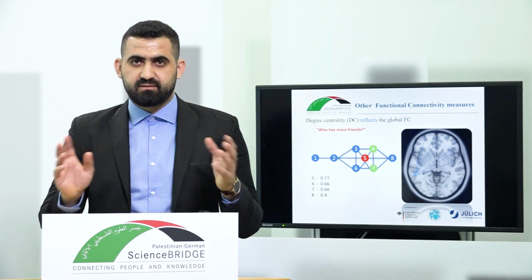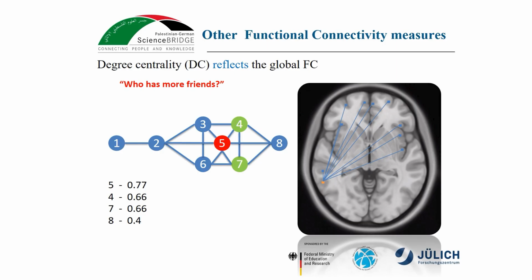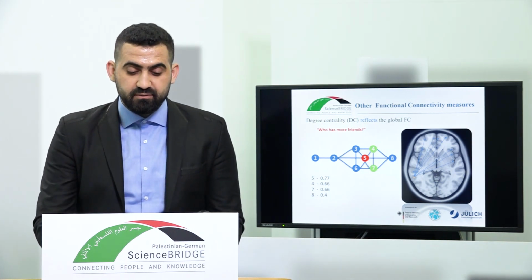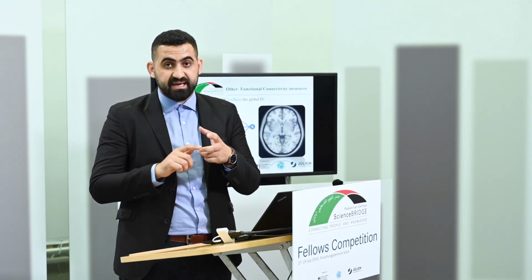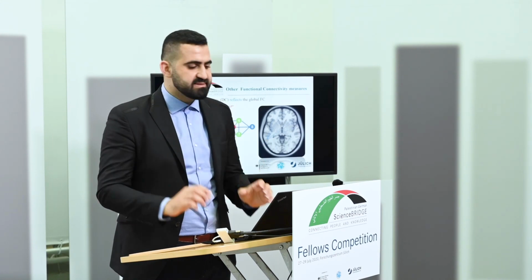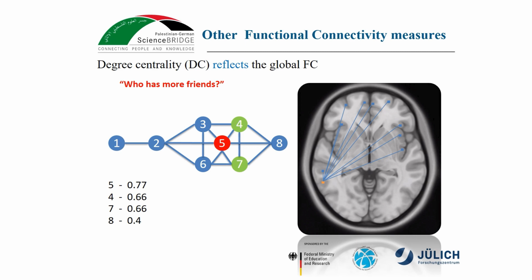So here I would like to show other measures of functional connectivity, starting with the degree centrality. So actually the degree centrality reflects the global functional connectivity. In other words, it is like we're asking the voxel who has more friends. So here we examine the correlation between a given voxel and all other brain voxels, and then the DC is calculated. For instance, here voxel number 5, which has a DC value of 0.77, has more functional connectivity to the other brain networks compared to voxel number 4, which has 0.66.